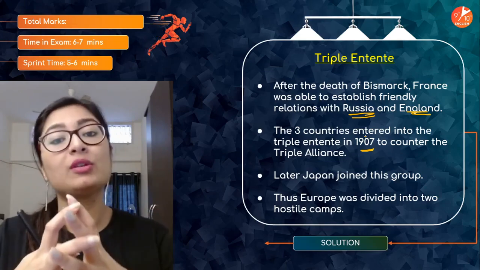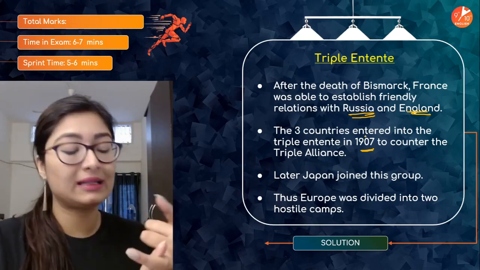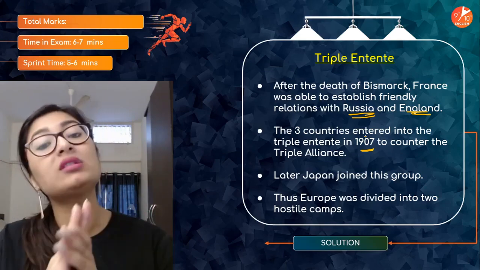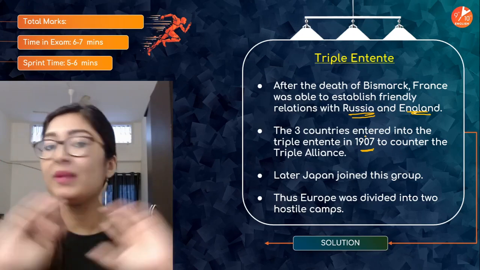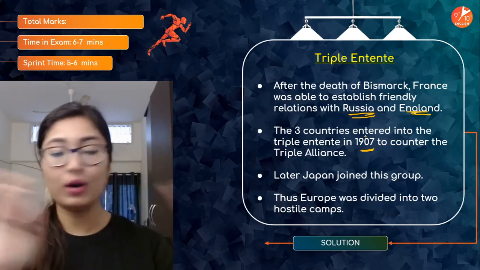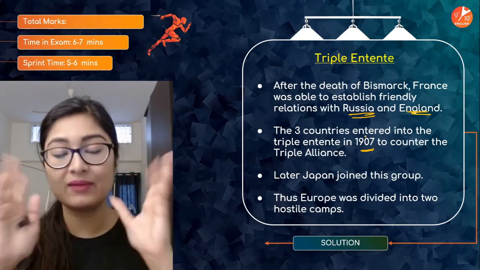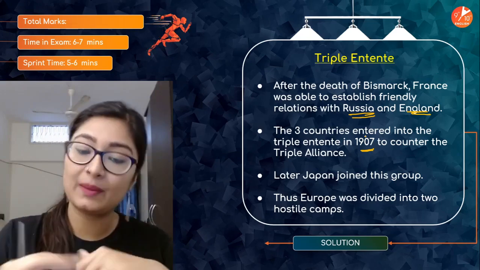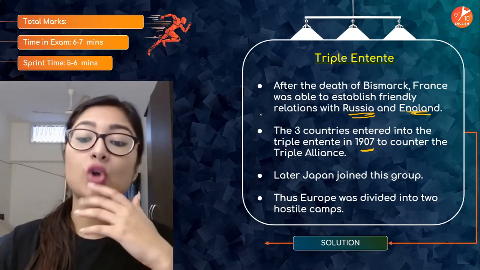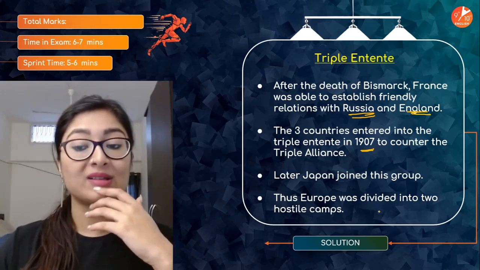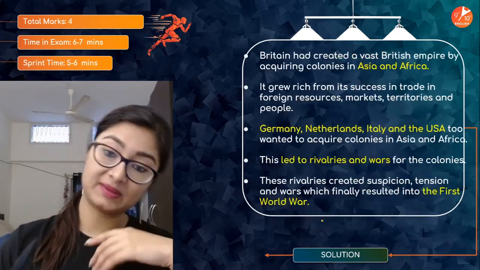So they also came into kind of an alliance, just like Italy, Austria-Hungary and Germany, to counter them if they were attacked. Because in Europe, we know a lot of tussle was going on silently, and they were anticipating this. Now later Japan joined this group. Thus Europe was divided into hostile camps.